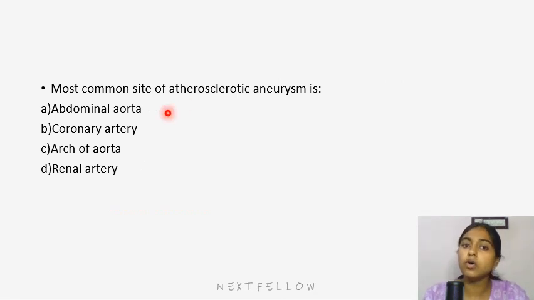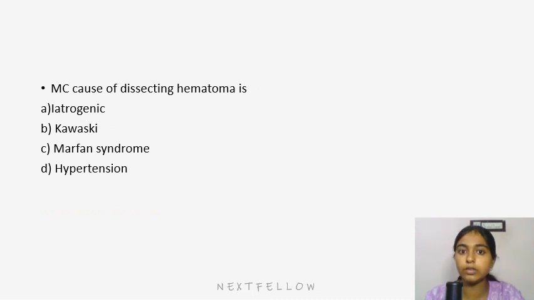The most common site of atherosclerotic aneurysm is the abdominal aorta. For hypertension we have seen the ascending aorta. For atherosclerotic aneurysm, the most important site is the abdominal aorta. The most common cause of descending hematoma is hypertension.